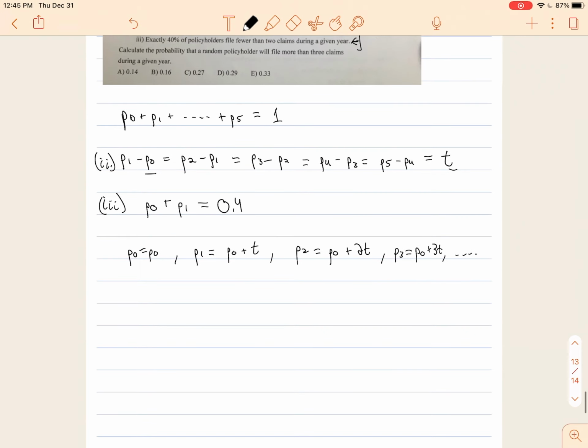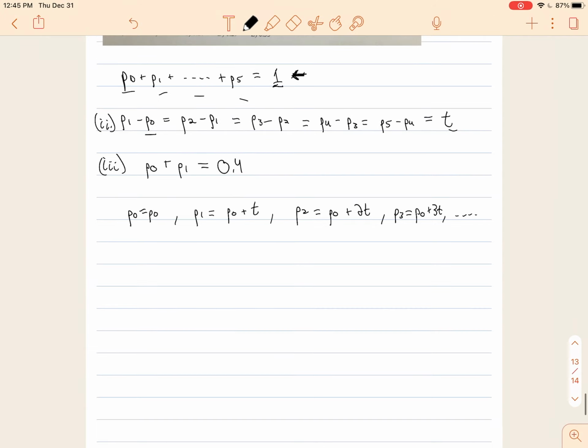Then we can use the equation we came up with, add them all together and set it equal to 1. So you make a new equation with t and P0 instead of all these separate probabilities, simplifying the equation to things that you can solve for. So let's do that. We have P0 plus P0 plus t plus P0 plus 2t plus P0 plus 3t. I'm just going to keep going. And this is just equal to 1, right?